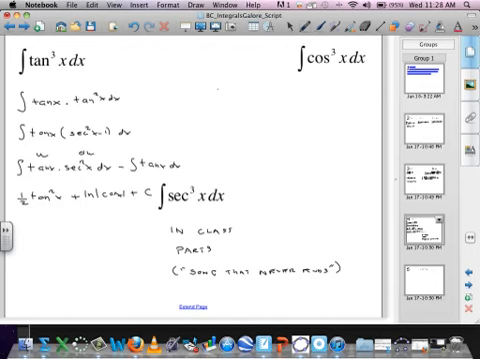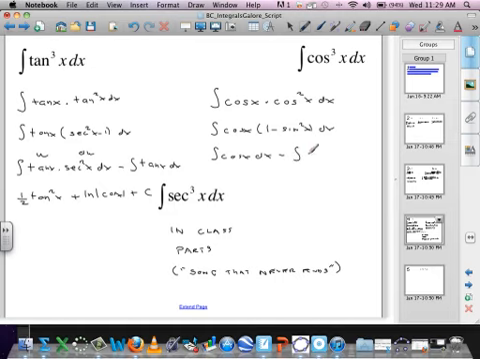What about cosine cubed? Well, let's try the same thing here. Let's take cosine cubed and break it up into cosine x and cosine squared x. And then let's use a Pythagorean identity here. And let's make this 1 minus sine squared x dx. And once again, let's split this up. Cosine x is a nice integral. I would love to have that one every day. And subtract this integral, and let's just rearrange it: sine squared x cosine x dx.